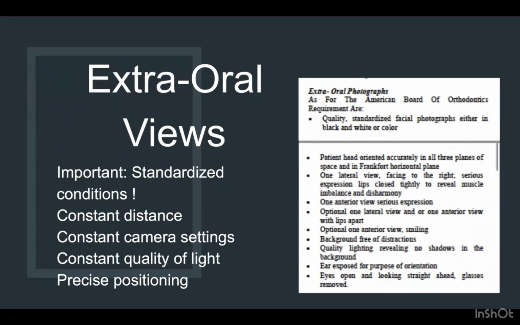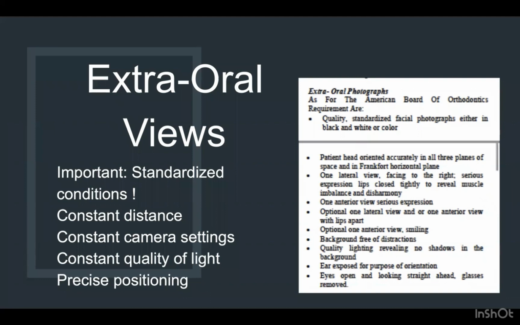So what are the American board requirements for the extraoral photographs? Again, quality and standardized photographs, either black and white or color, both are accepted. The patient should be oriented accurately in all three planes of space and in the Frankfurt horizontal plane. How do you do it? Ask the patient to look straight. That's it. Don't look up, don't look down, just look straight. On lateral view, facing to the right. So don't ask the patient to turn left and take a picture and then try to take the mirror.